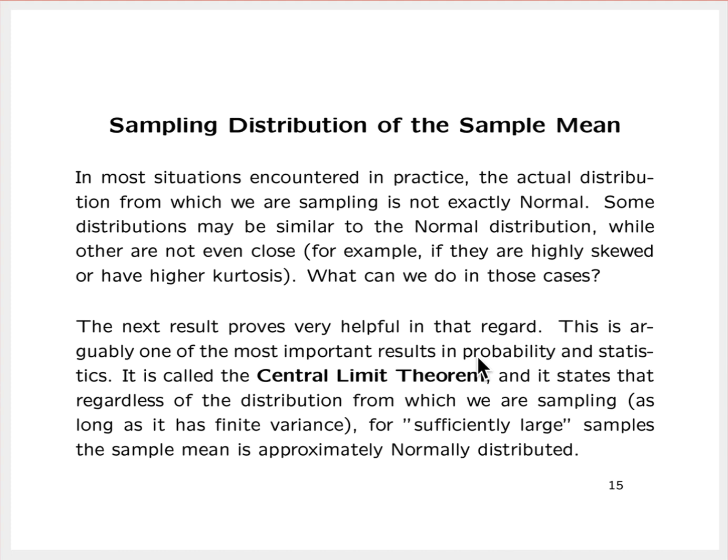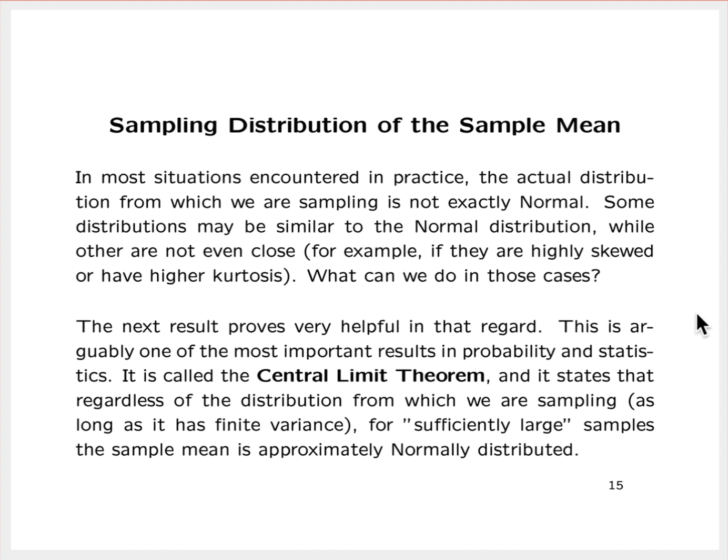Now, in most situations encountered in practice, the actual distribution from which we are sampling is not exactly normal. Some distributions may be similar to the normal distribution, while others are not even close, for example, if they're highly skewed or have higher kurtosis. What can we do in those situations?